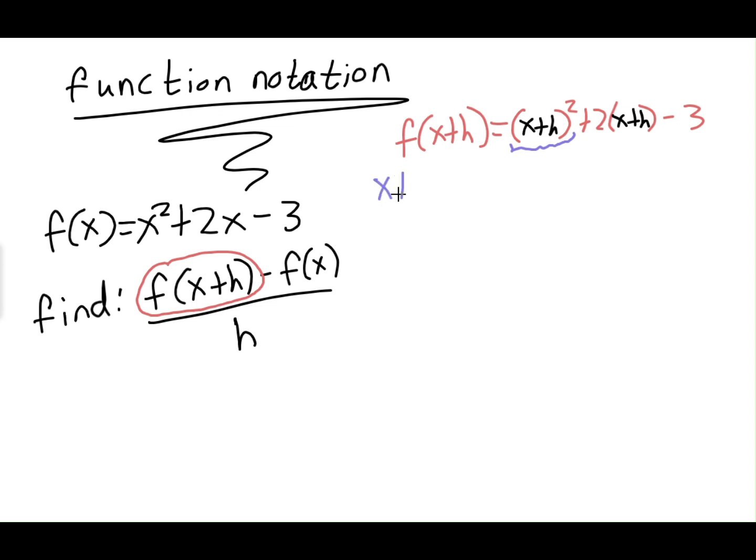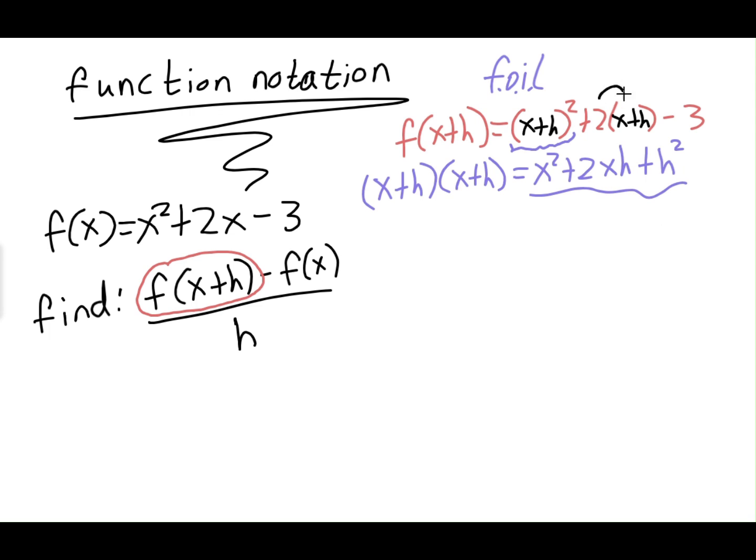We need to FOIL that out. So we'll have x plus h times x plus h. That gives us x squared plus an xh plus another hx, so there's actually two of them, plus h squared. If you're not familiar with foiling, I'm not truly covering that here, but feel free to just Google it. It's called FOIL. But this part gives us that. Then we're going to distribute this 2 to this part, so we have a 2x plus 2h as well. And then, of course, we just have that minus 3.